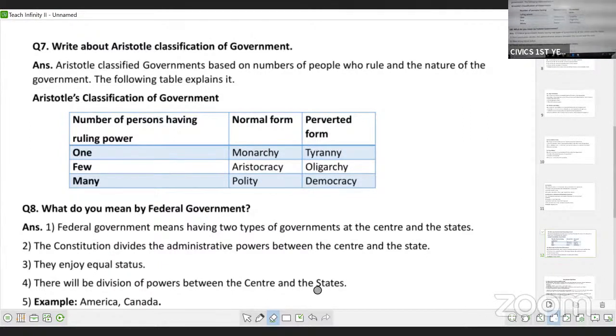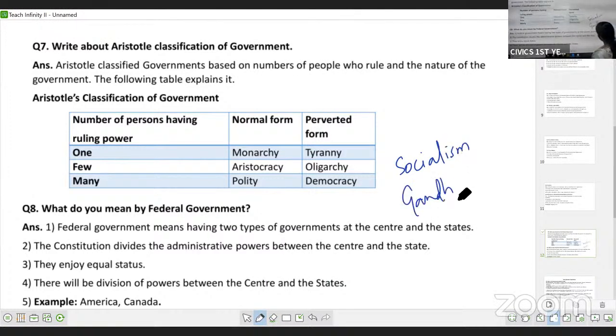Then you have a choice to learn from. Learn either socialism or Gandhism. From your 5th chapter, you will get one question out of these two: basic principles of socialism, or basic ideas of Gandhism. Out of these two questions, you will get one question for sure.